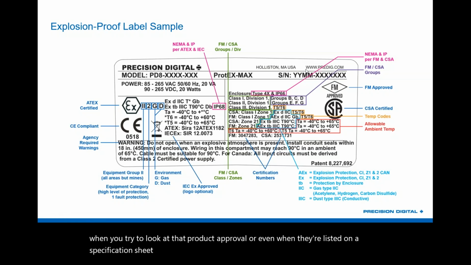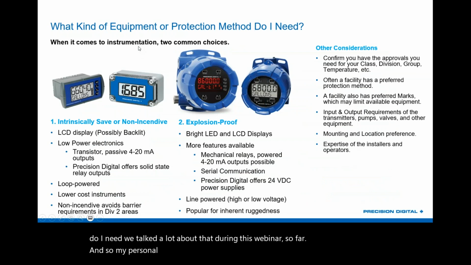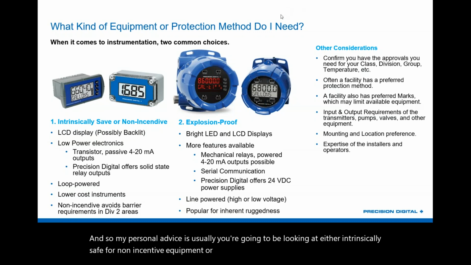Might leave you wondering, all right, what kind of equipment or protection method do I need? We talked a lot about that during this webinar so far. And so my personal advice is usually you're going to be looking at either intrinsically safe or non-incendive equipment or explosion proof. Certainly there are purge panels and such out there, but if you're talking about a standalone piece of equipment, those are the protection methods you're likely to see.